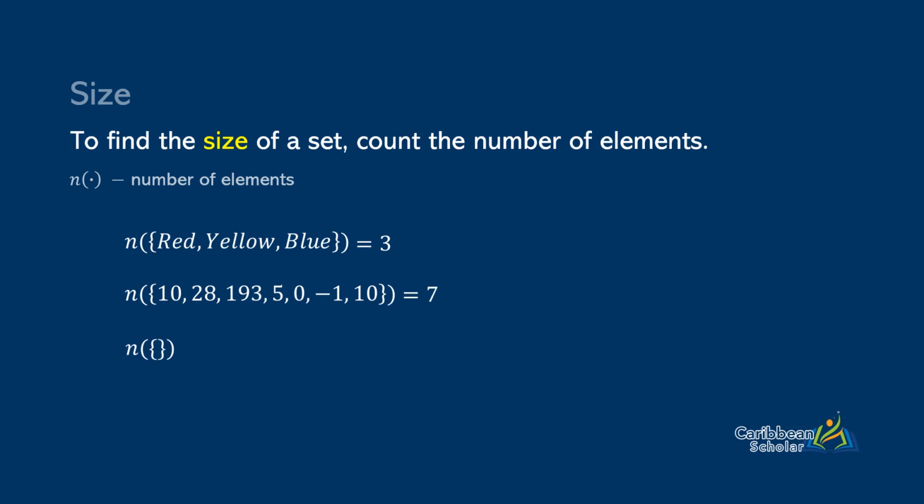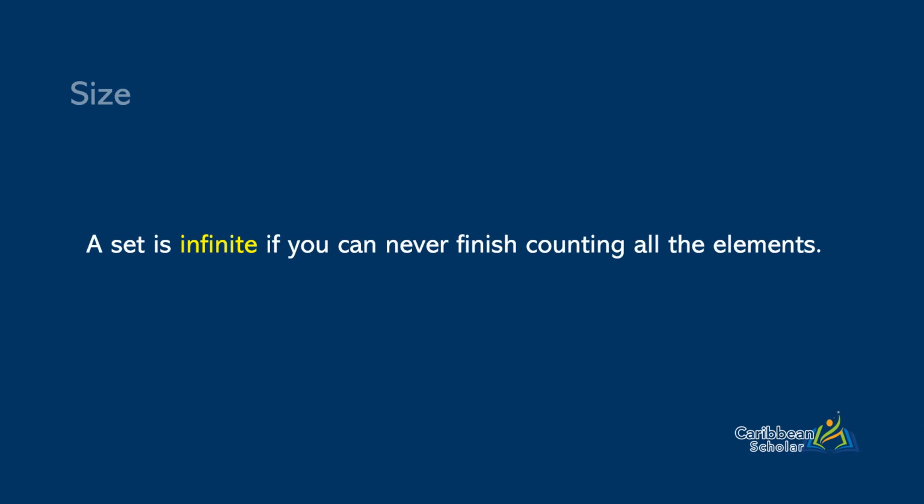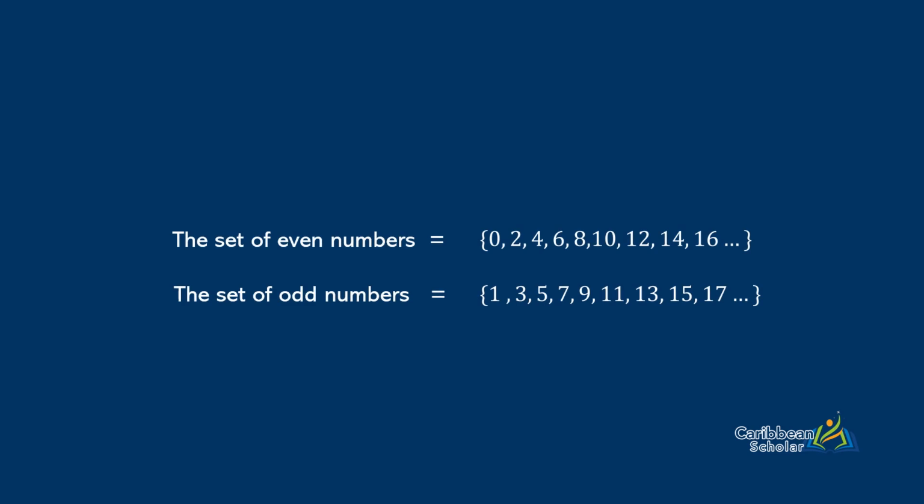Lastly, the number of elements in a set with nothing in it. And the answer is 0. Notice, however, that we usually write the empty set as this symbol over here. A set is infinite if you can never finish counting all of the elements. Examples of infinite sets are the odd and even numbers. Try as you might, the set of even numbers goes on forever, so you'll never be able to reach the end, and the same goes for the set of odd numbers.